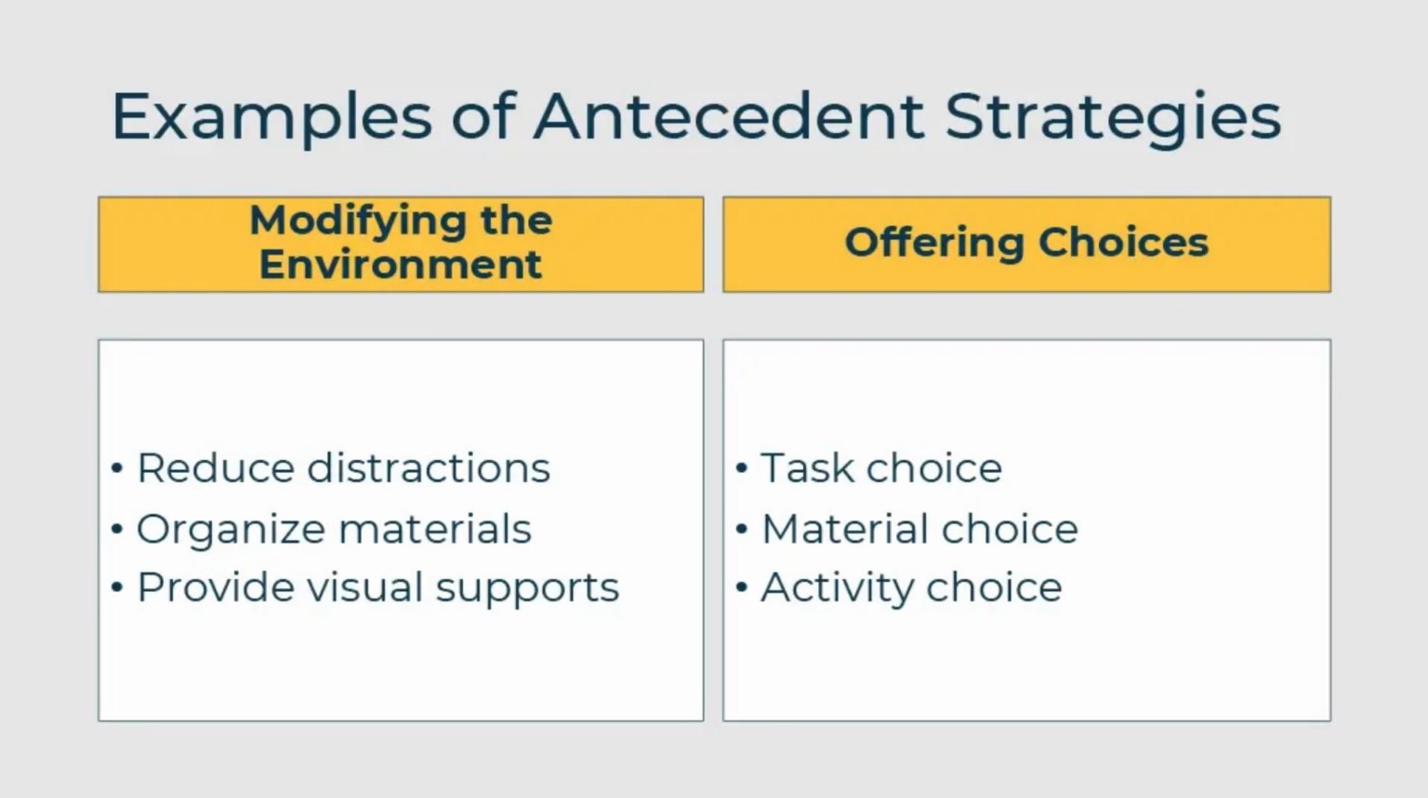Examples of antecedent strategies include modifying the environment, such as reducing clutter or distractions, and using visuals to provide structure. Offering choices is another powerful strategy.